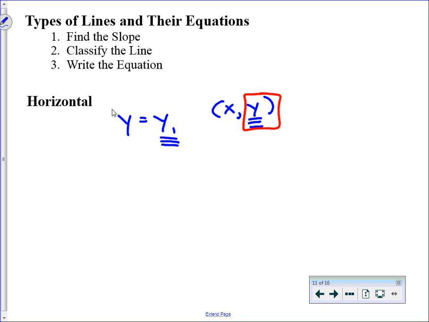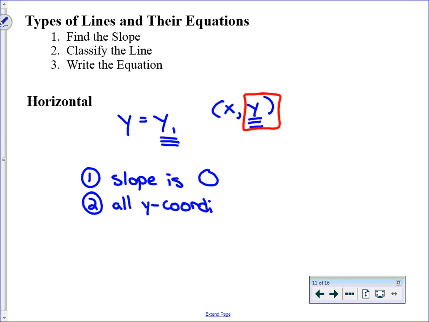And if you recognize that right away, there's a few pieces of information that you know about this graph. Your slope is 0. And you also know that all of your y coordinates are the exact same. We could list 5 different ordered pairs and the y value would be the exact same. So on your graph, your line in some way, shape, or form will go through only your y-axis.